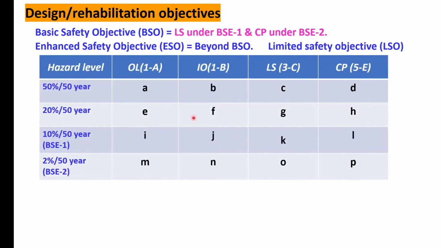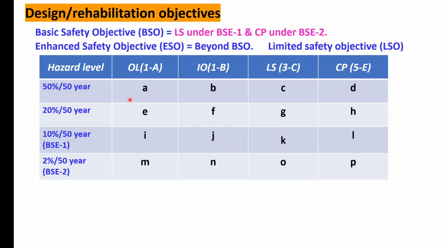We have taken a matrix here for the hazard level in terms of the probability of exceedance. We have discussed this all. So here it is BSE-1, here it is BSE-2, and the structural building performance levels have been given here: operational level 1-A, immediate occupancy level 1-B, life safety level 3-C, and collapse prevention level 5-E.